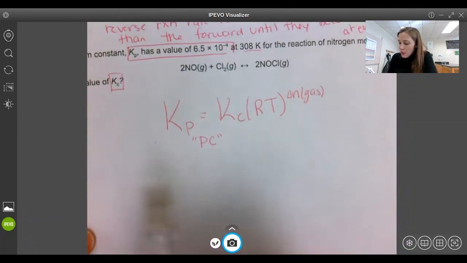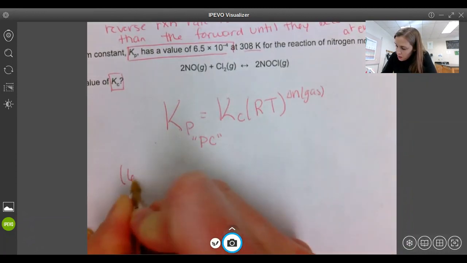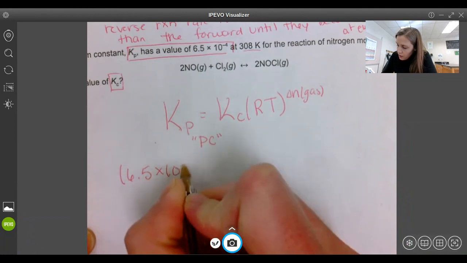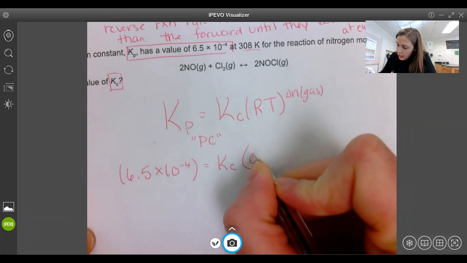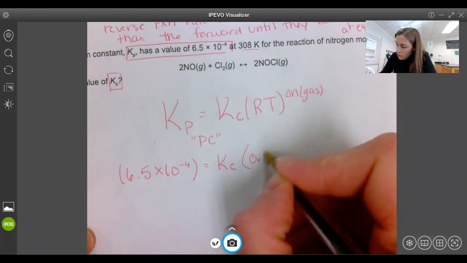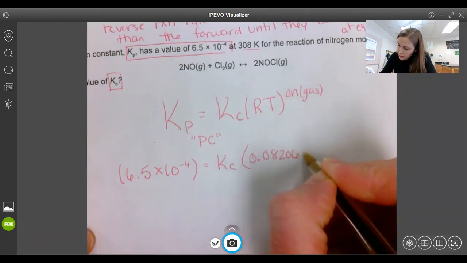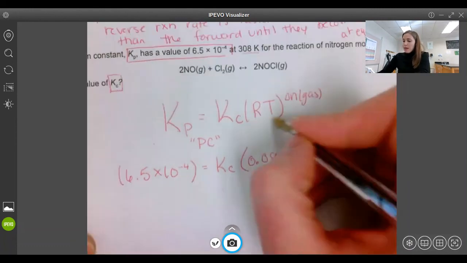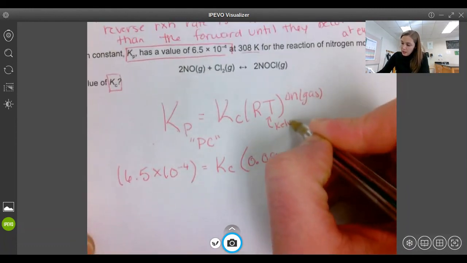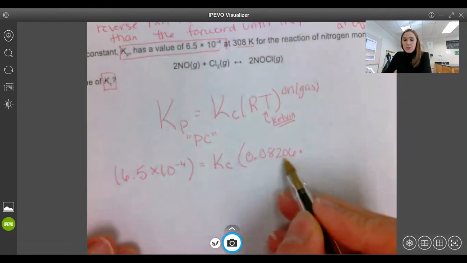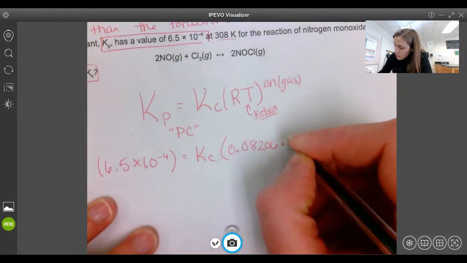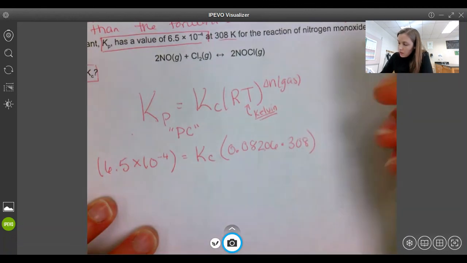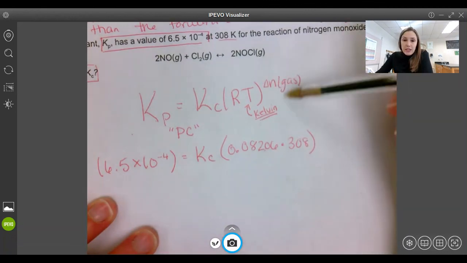All right, so when we go to plug this in, KP is our 6.5 times 10 to the negative fourth. We're looking for KC. We're going to use the gas law constant that we have been using, so the 0.08206. Make sure that temperature is going to be in Kelvin, especially based on that gas law constant that has Kelvin in it. And so this is going to be 308. And then I'm going to look at my delta N.